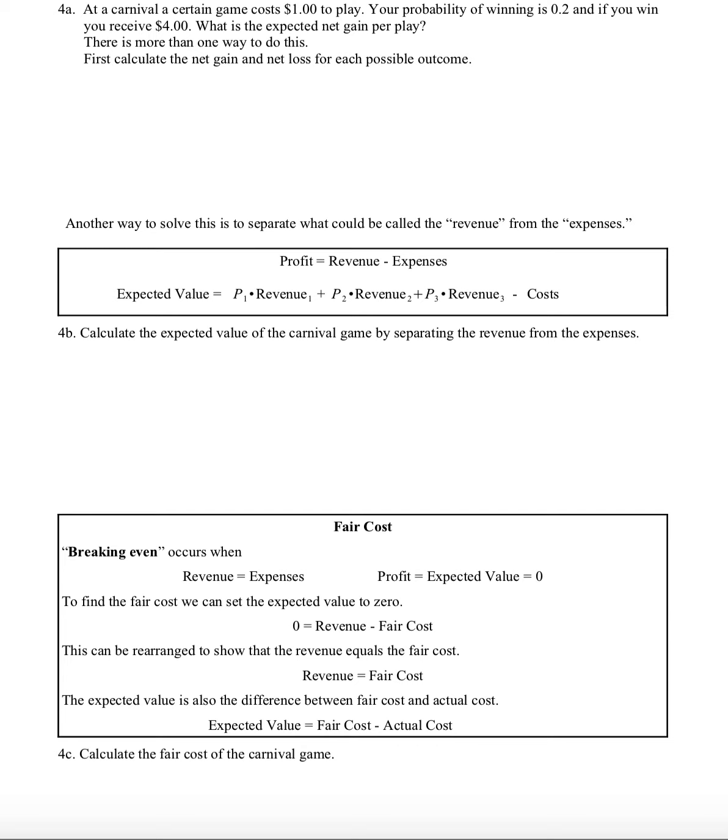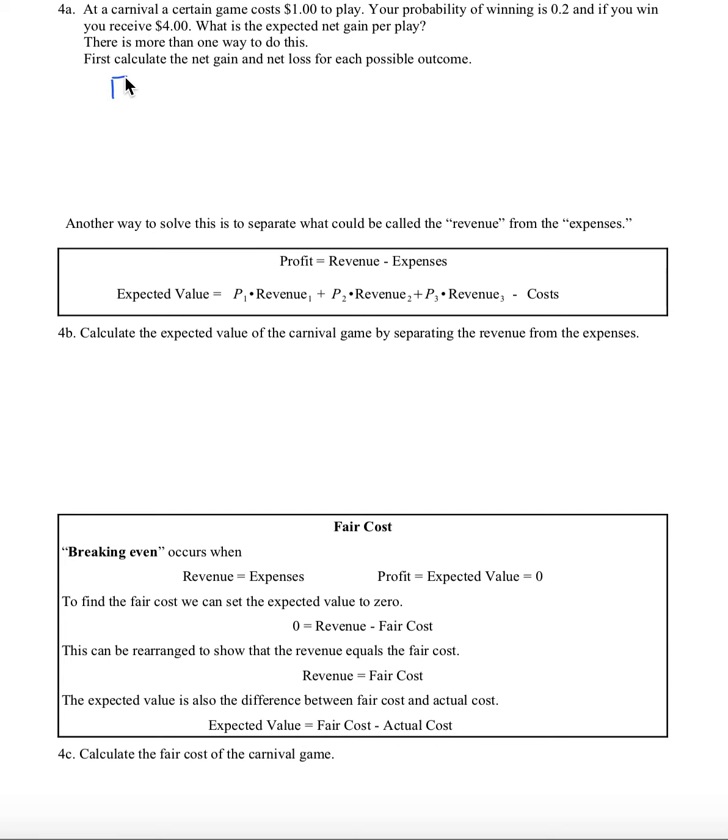At a carnival, a game costs $1 to play. Your chance of winning is 0.2, and if you win, the carnival operator will give you back $4. What's the expected net gain per play? So now that there's a cost involved, there's actually more than one way to calculate this. I'm going to start with the method of calculating the net gain and net loss for each outcome.